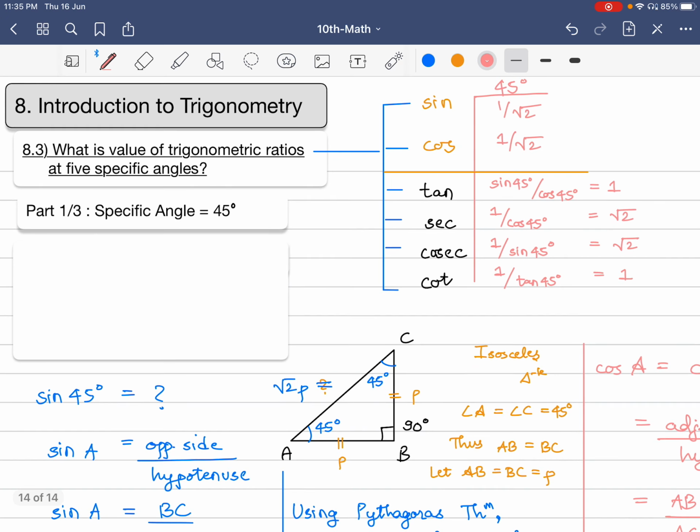Let's zoom into the original question. So the original question was, what is the value of trigonometric ratios, all these 6 trigonometric ratios, at specific angle? So we started with specific angle 45 degree. We did a construction of this triangle where angles were 45, 45, 90 degree, and we found out sine 45 and cos 45, which are the basic foundational values of sine and cos, and then these 4 were derived from the above 2 values of sine and cos. So thus at 45 degree, these are the values of 6 trigonometric ratios.